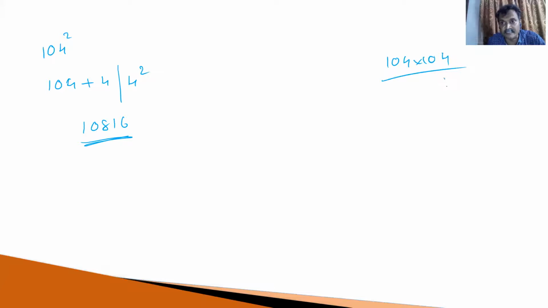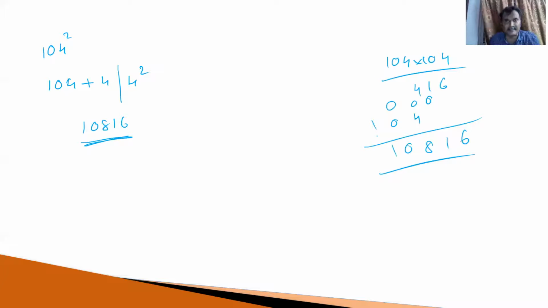4 times 4 is 16. 6, 1 carry. 4, 1 times 4. 0, 0, 0. And 4, 0, 1. 6, 1, 8, 0, 1. No need to do like this.